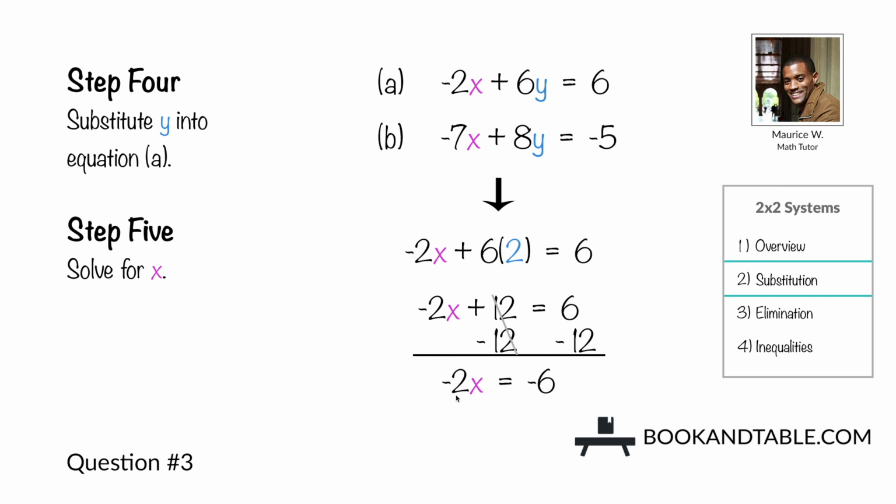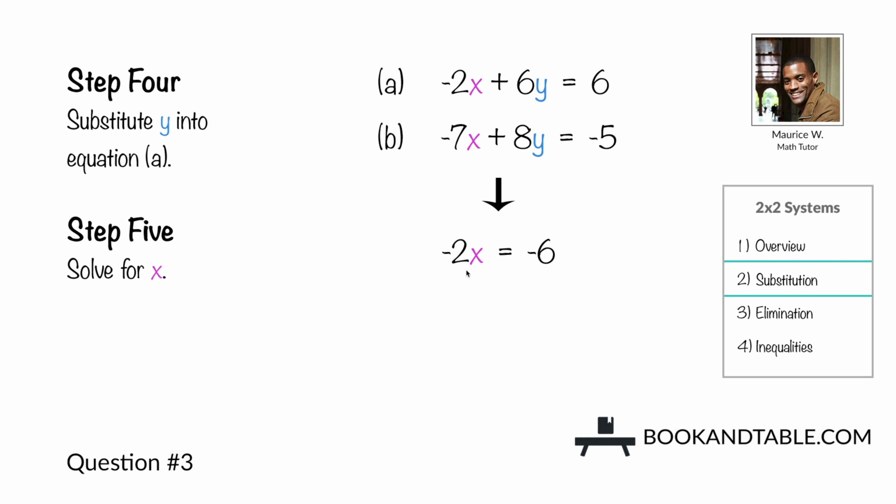In order to get rid of this coefficient of negative 2, we'll divide both sides by negative 2. When we do so, we get x is equal to negative 6 divided by negative 2, which is positive 3. So the solution to question number 3 is x is equal to 3 and y is equal to 2.